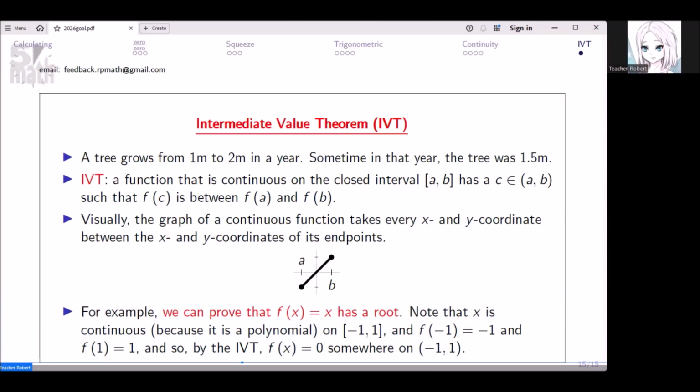For example, we can prove that f of x equals x has a root. Note that x is continuous because it's a polynomial on interval -1 to 1, and f of -1 equals -1, and f of 1 equals 1. And so, by the intermediate value theorem, f of x equals 0 somewhere on -1 to 1.